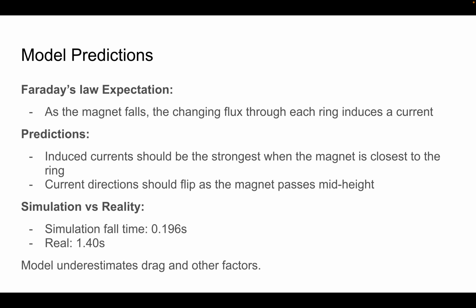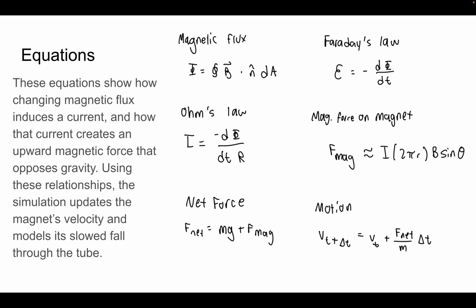The model predicted that as the magnet falls, the changing flux through each ring induces a current. The induced current should be strongest when the magnet is closest to the ring. Current direction should flip as the magnet passes mid-height. Simulation time was 1.196 and the real was 1.40 seconds. The model underestimated the drag and other factors.